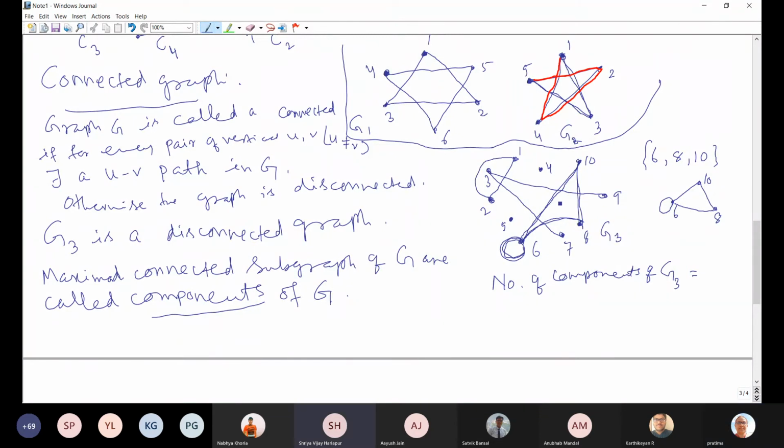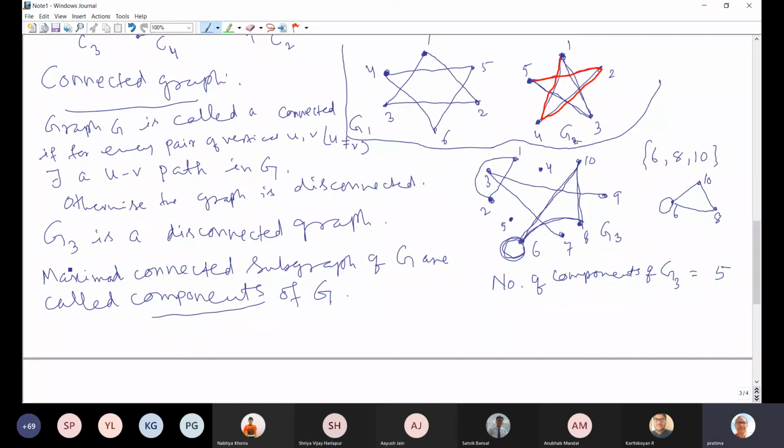3 components. 1, 2 is one component, 3, 7, 9 is one component, and the others are one component. You are putting 4 and 5 in the same component, but 4 and 5 are actually distinct components. 5 components, ma'am. Yes, the number of components will be 5.